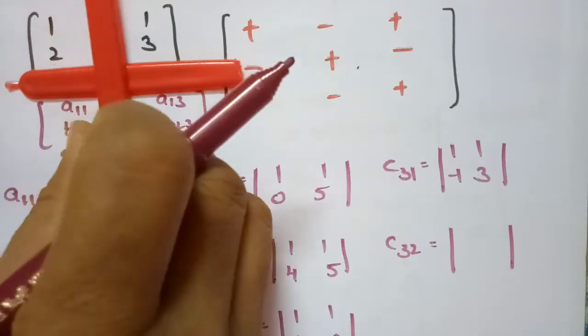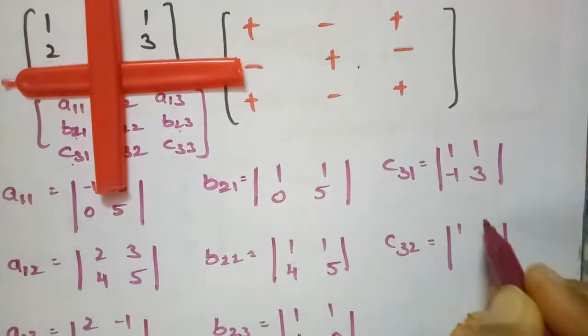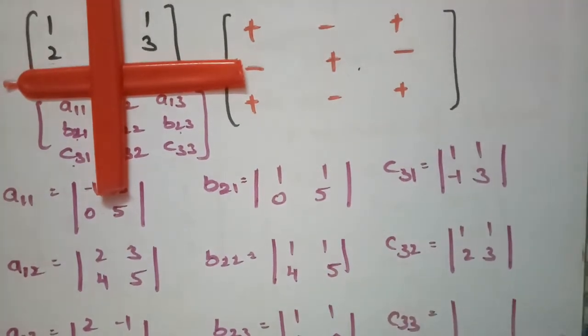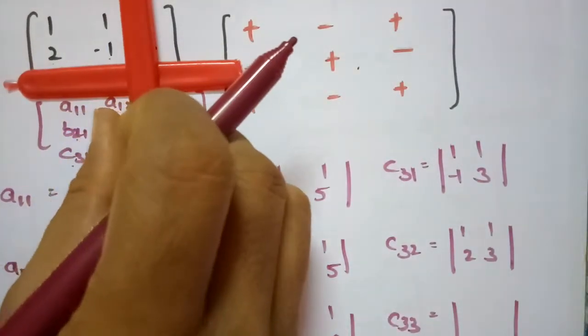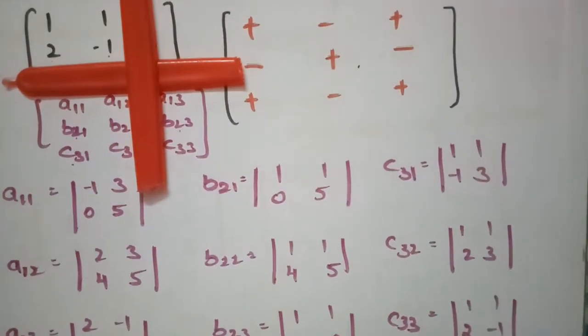if you observe, now I have to close this one. So this will be 1 1 2 3. So this is 1 1 2 3, and the next one is 3 3. So this position is nothing but 1 1 2 minus 1. So this is 1 1 2 minus 1.